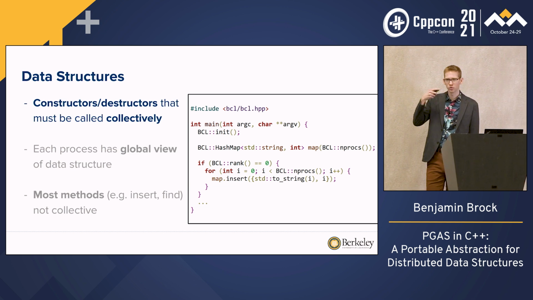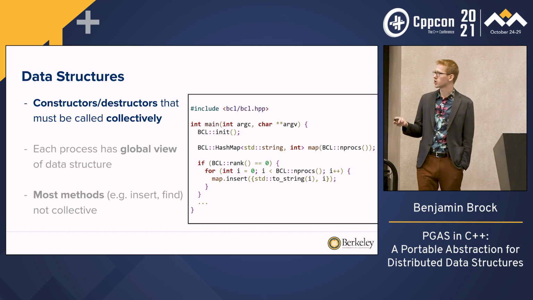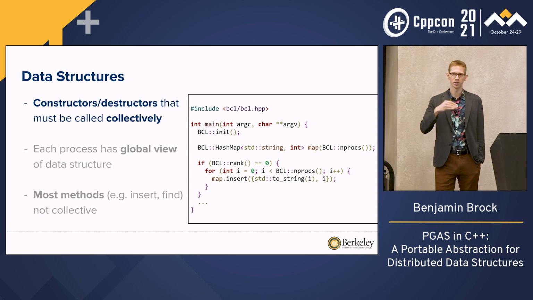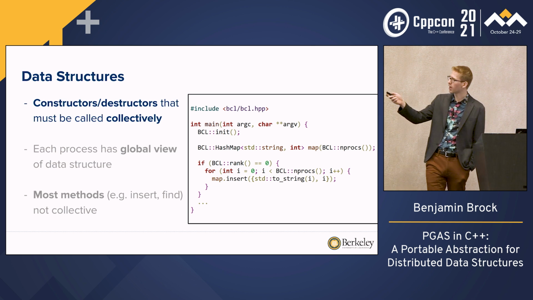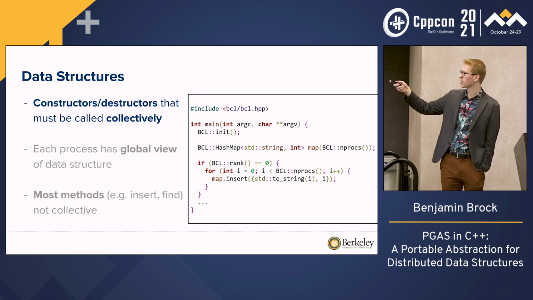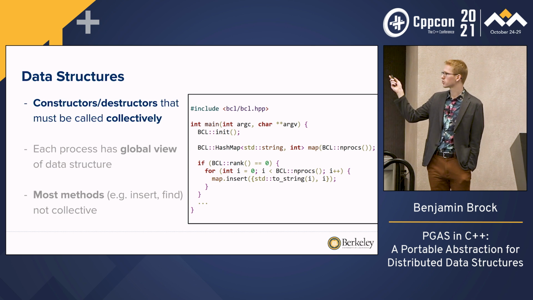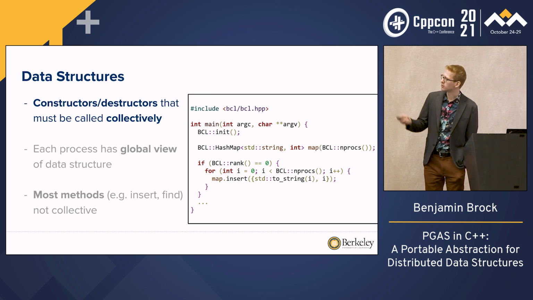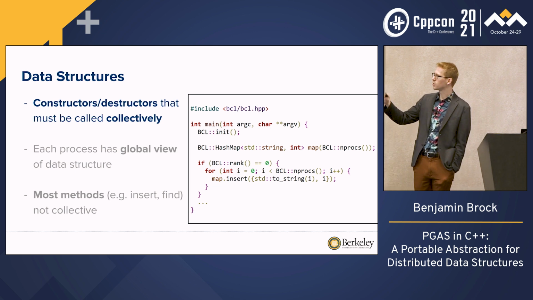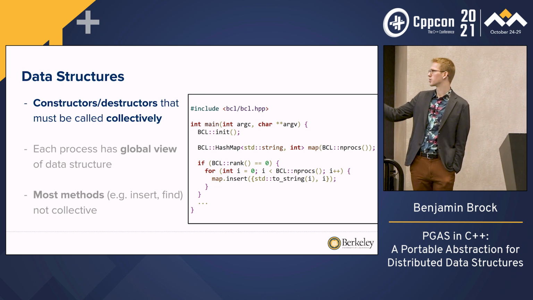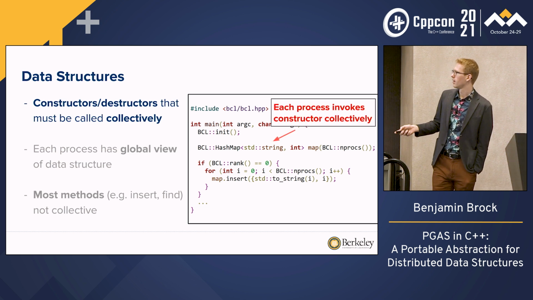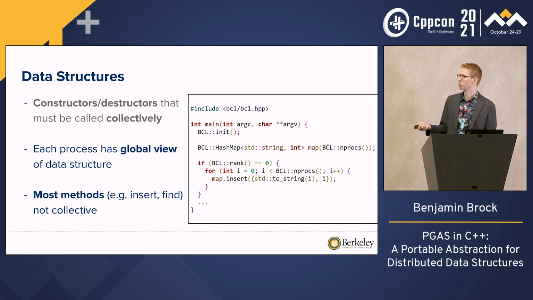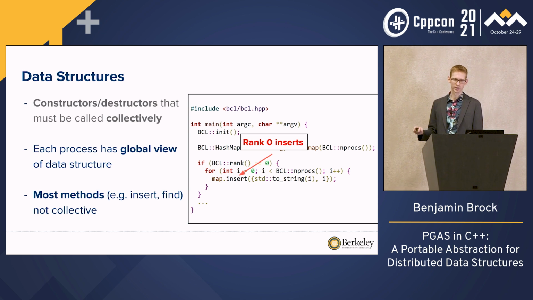When it comes to actually using one of these data structures, the constructors and the destructors are called collectively. What that means is just that they all call the constructor and the destructor at the same time. So here we have one of these SPMD programs that we've written. We have a BCL hash map data structure, which is kind of an unordered map like data structure, and it's going to be distributed among all of the different processes. Then we can, for example, have rank number 0 insert a bunch of values into this hash table. Each process invokes the constructor collectively, and then each process is going to have a global view of the data structure, and we have rank 0 inserting into the data structure.